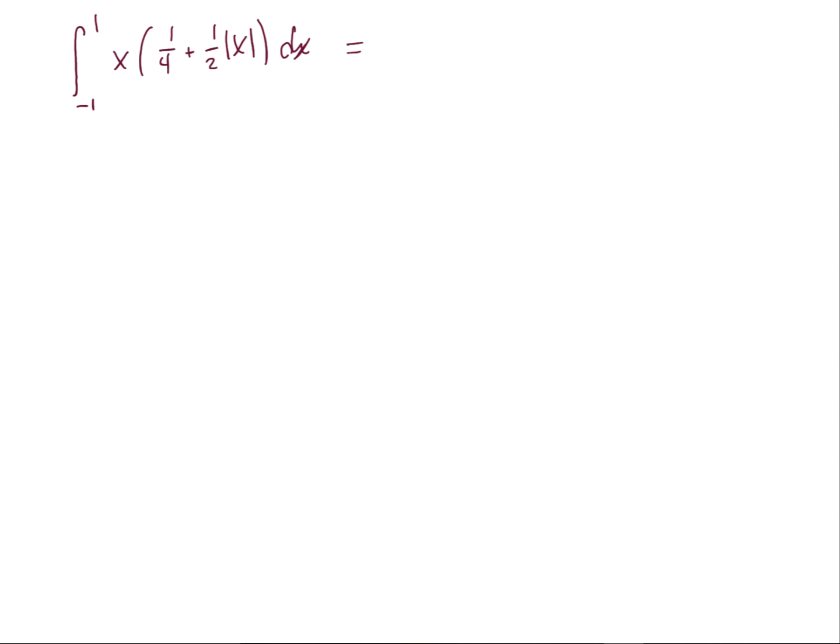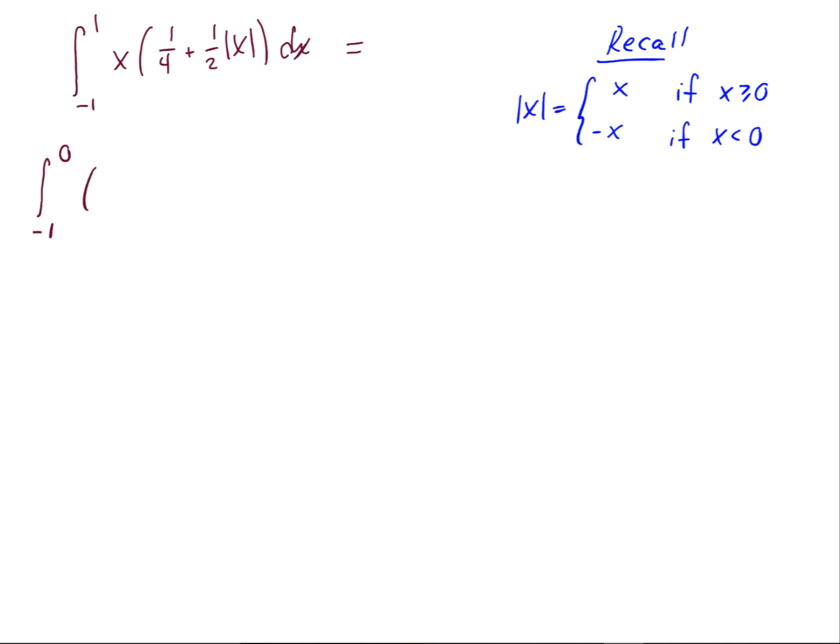Absolute values behave differently when x is positive or negative. If x is positive, the absolute value just gives us x. If x is negative, the absolute value changes the sign. So we can write this as minus x, because minus a negative number is a positive number. With that in mind, I'm going to split this integral up into the part with negative x's and the part with positive x's.